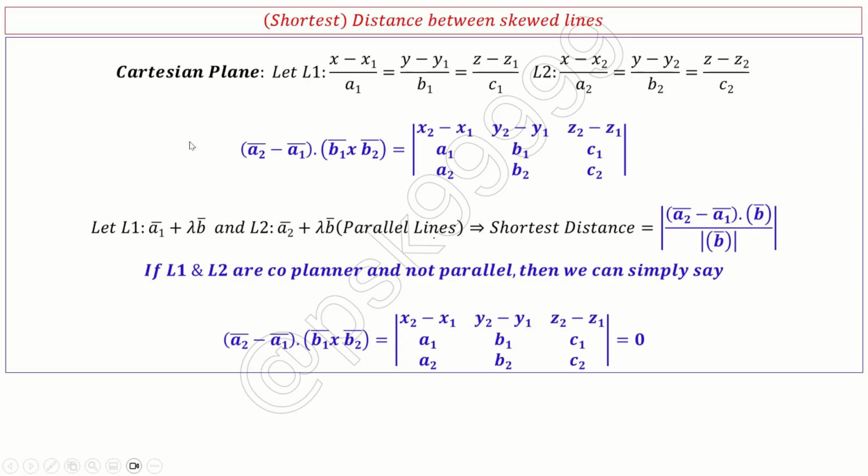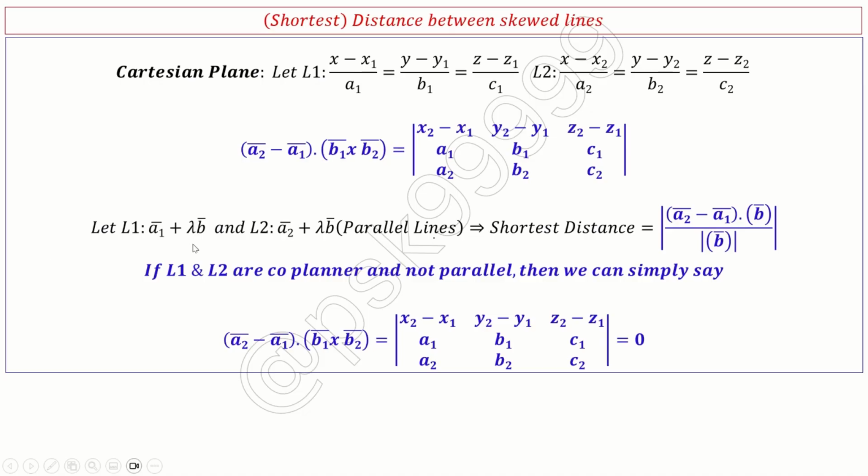You don't need to do A2 minus A1, then B1 cross B2 separately, and then do the dot product. You can do it this way actually. This modulus will give you A2 minus A1 dot B1 cross B2.